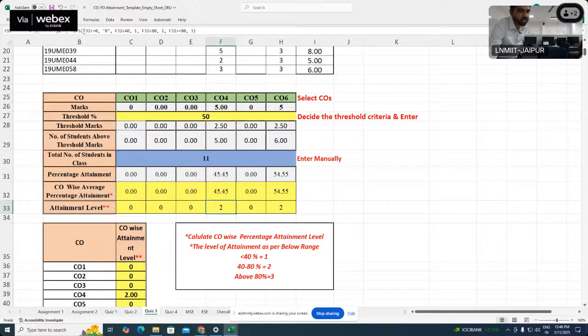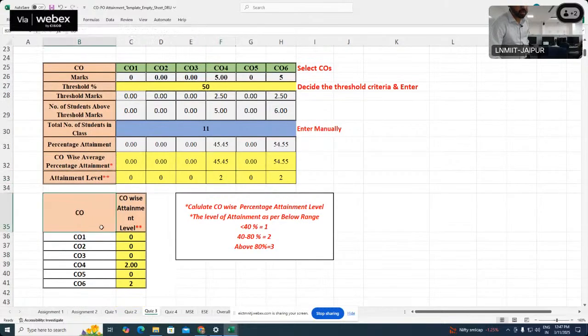So for this again, one equation or formula is used. If cell F32 is less than 40, then attainment is 1. If your F32 cell is less than 80, attainment level is 2. And if your F32 cell is greater than 80 as per our criteria, then it will return value 3. So this is placed here, and simply for this particular table, it is doing a transpose of this particular attainment.